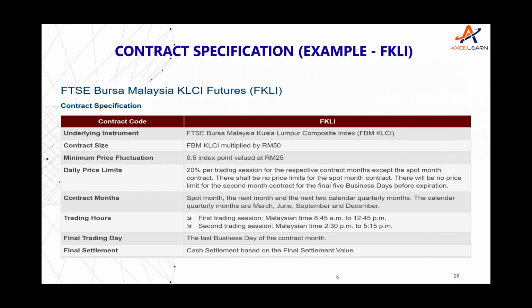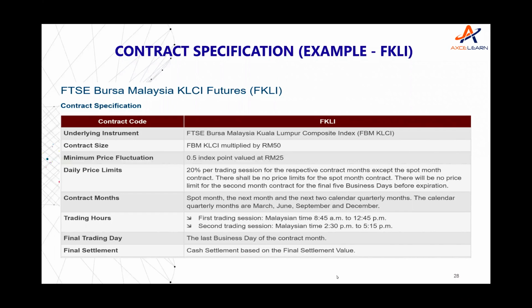And the third line is minimum price fluctuation, which is 0.5 points, meaning that every time the market moves, it moves by 0.5 points. For example, if your FKLI is trading at 1700, the next price will be 1700.5, followed by 1701, and followed by 1701.5. It cannot be 1700.1 or 1700.2. The daily price limit is like what you're trading in your stocks, which is limit up and limit down.